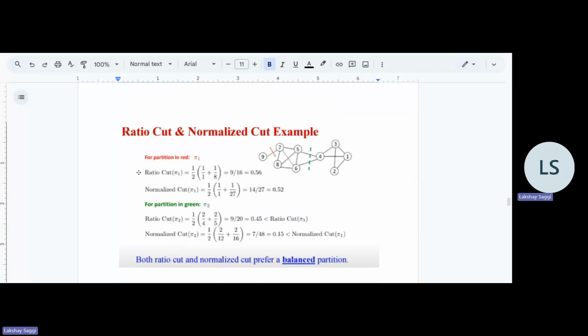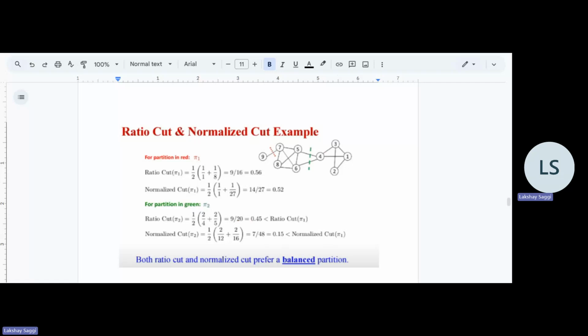So even though these are different metrics, ratio cut gives 0.56 and normalized cut gives 0.52 for this red cut. And similar calculations done on the green cut: if you take this as one partition and this as the other partition, the ratio cut value comes out to 0.45, which is lesser than the ratio cut for this red cut. Similarly, the normalized cut value is also lesser for this green cut than this red cut.